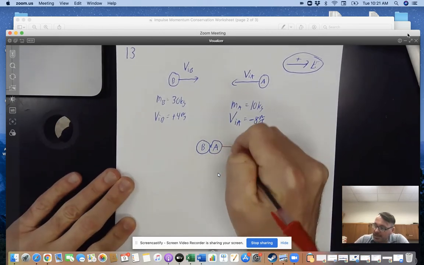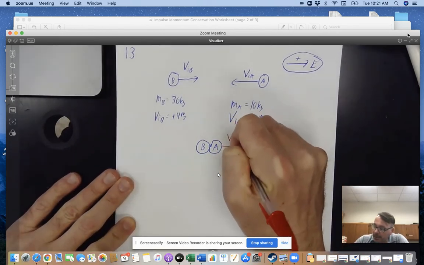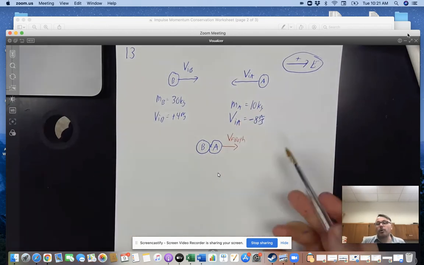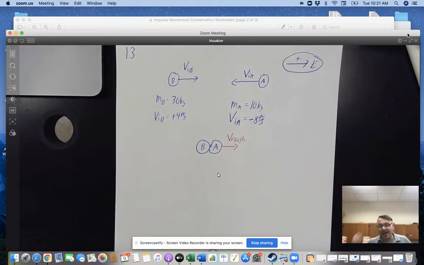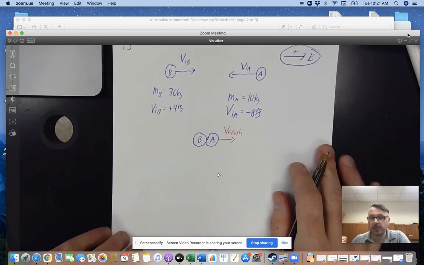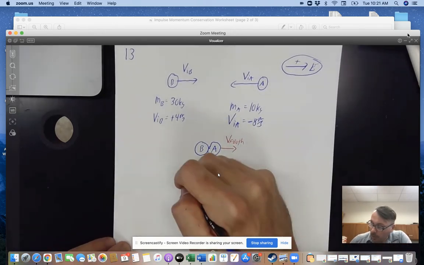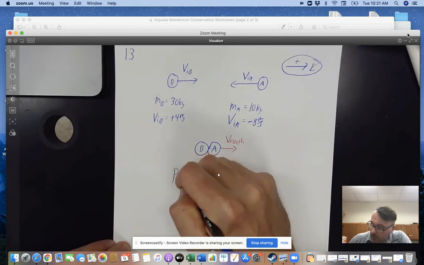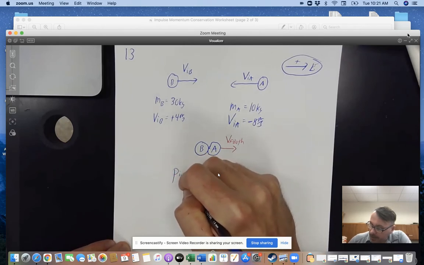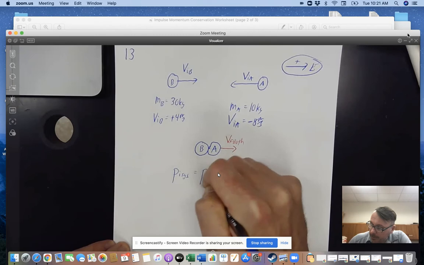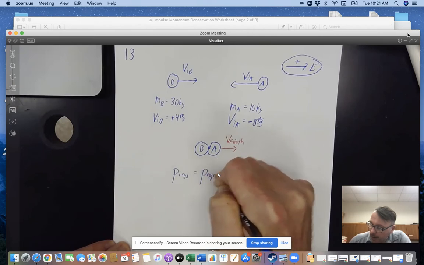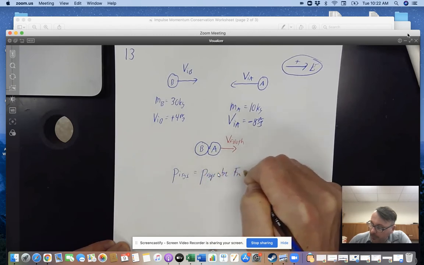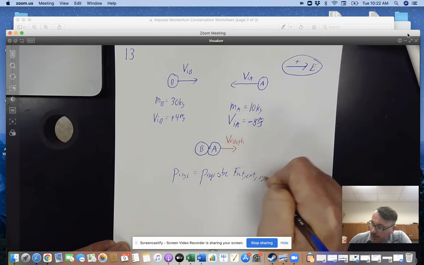So I'm just going to guess that here is the final velocity of both of them. It doesn't matter. We're going to prove mathematically what that is. I just like to do that little predictive thing beforehand so that we can sense check our answer. So once again, I'm going to start with the initial momentum of the system is equal to the final momentum of the system because the net external force on the system is equal to 0, right?